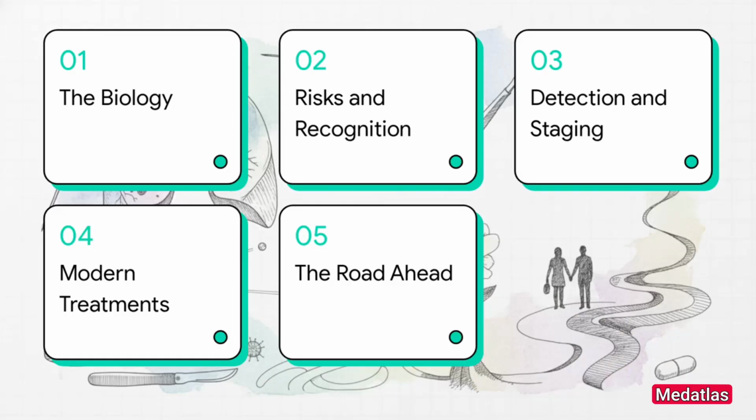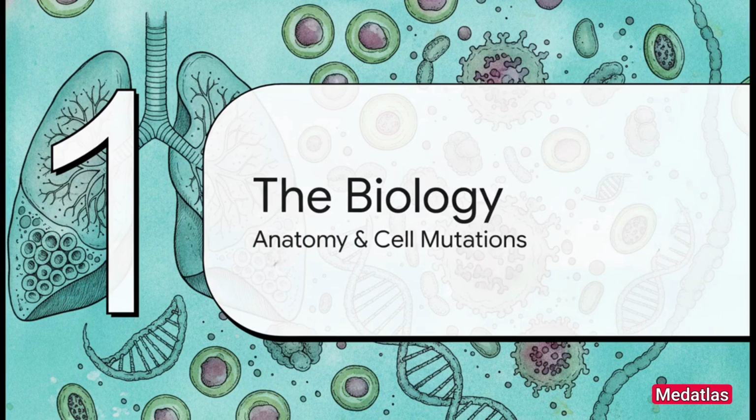Here is our roadmap for today. We'll start off with the biology, then move into risks and recognition. After that, we'll cover detection and staging, explore modern treatments, and finally, look at the road ahead. All right, part one, the biology, anatomy, and cell mutations.